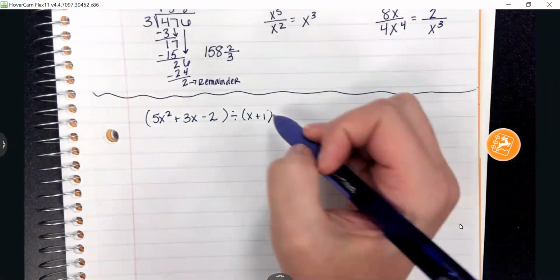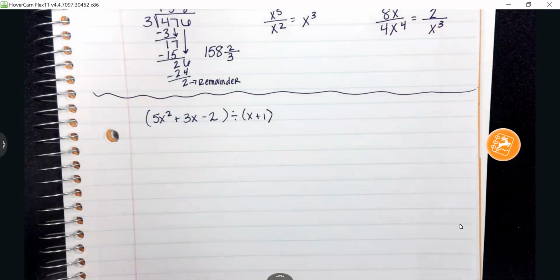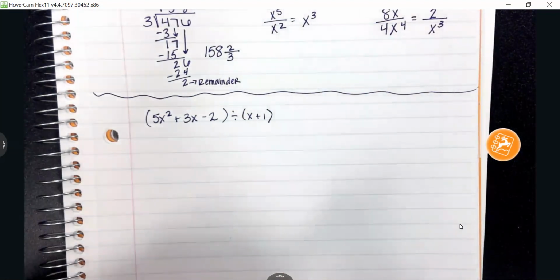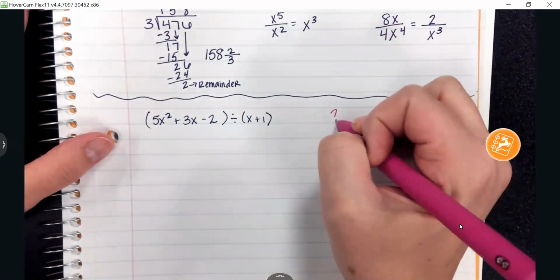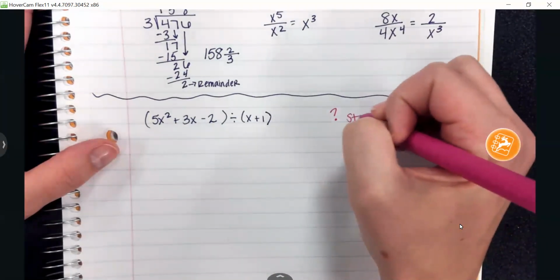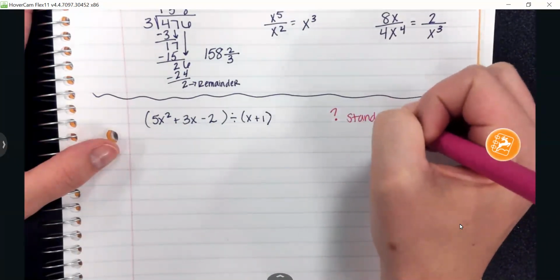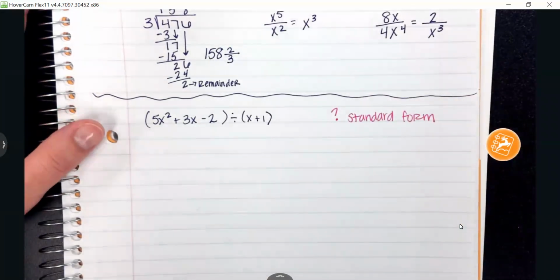If you do not keep your work nice, neat, and organized, this is going to be hard for you, okay? So make sure you are writing nice and neat so you can see what's going on. Before you start a problem, you need to ask yourself 2 questions. Question number 1, is this in standard form? We talked yesterday about standard form. What does that mean?